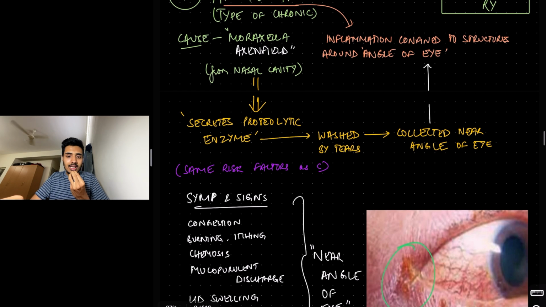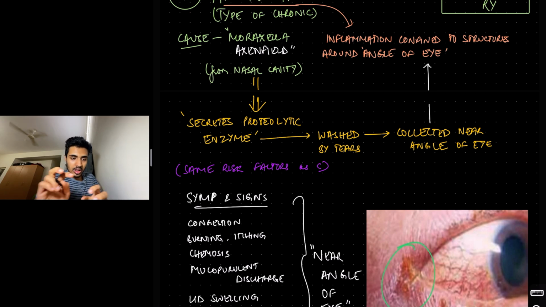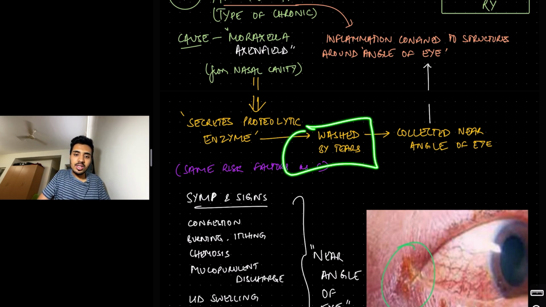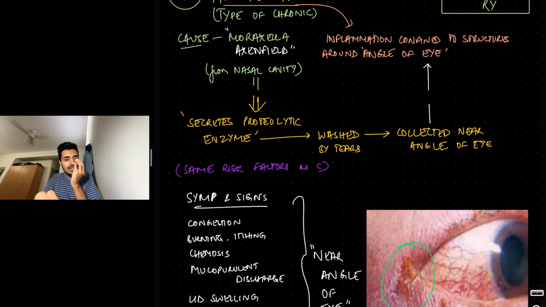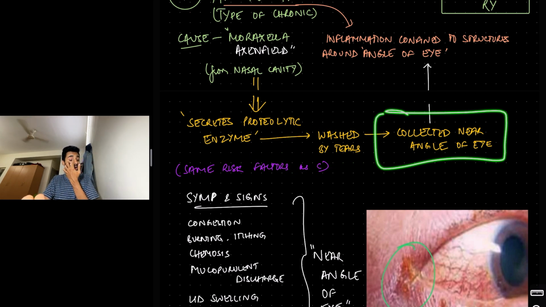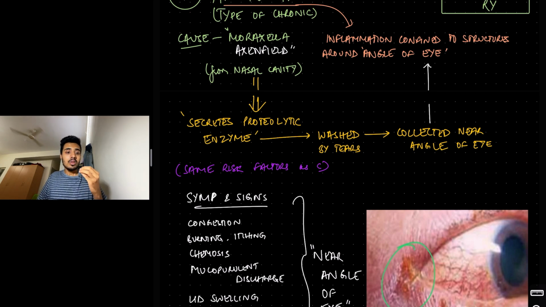Then it starts secreting a few enzymes, proteolytic enzymes, which can break down and cause tissue damage. Now, why don't these proteolytic enzymes cause damage everywhere? The tear film always gets washed towards the angle of the eye. So this tear film washes these proteolytic enzymes, and the enzymes start getting collected close to the angle of the eye. Because it's confined there, the inflammatory changes from this proteolytic digestion, the tissue damage, are also confined to near the angle of the eye. So that is one thing you need to remember.